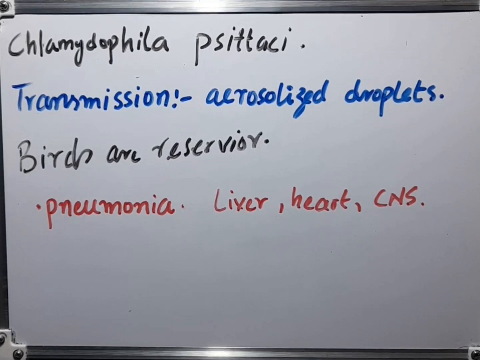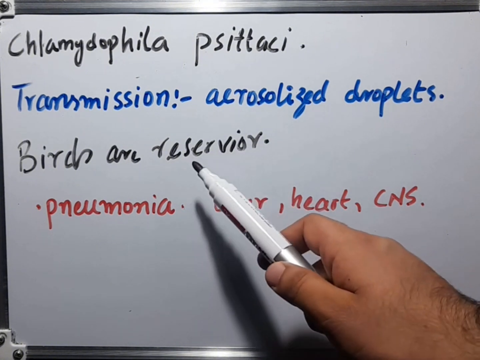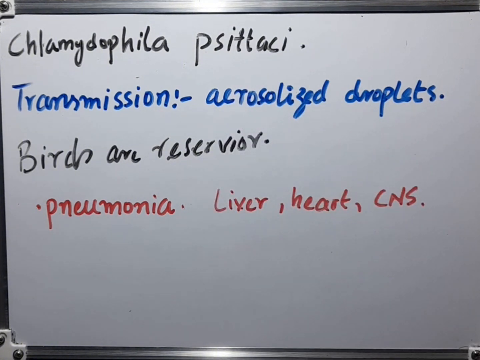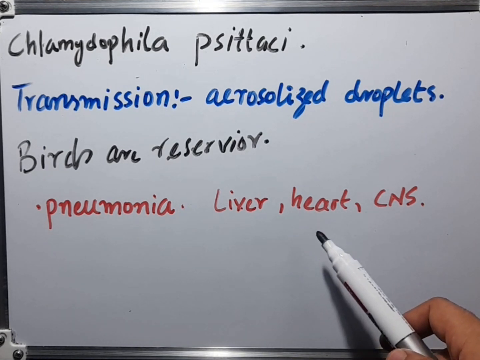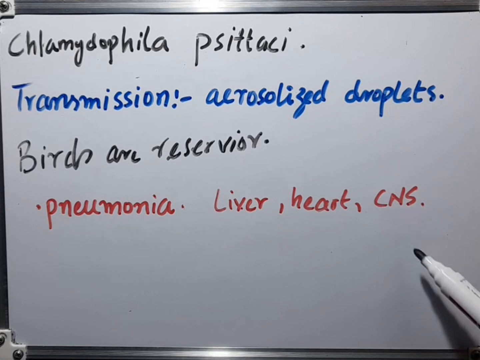The last one in this video is Chlamydophila psittaci. Its transmission can also occur through aerosolized droplets. Birds are the reservoir for this species. The primary organ affected is the lungs, where it can cause pneumonia. If it disseminates, the severe form can cause hepatomegaly and jaundice, in the heart pericarditis and myocarditis, and in the CNS encephalitis and meningitis as well.